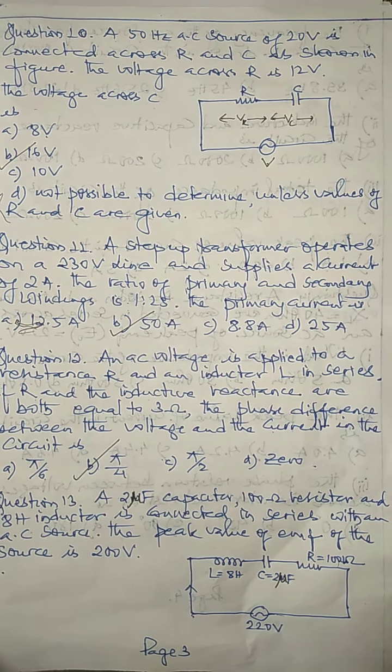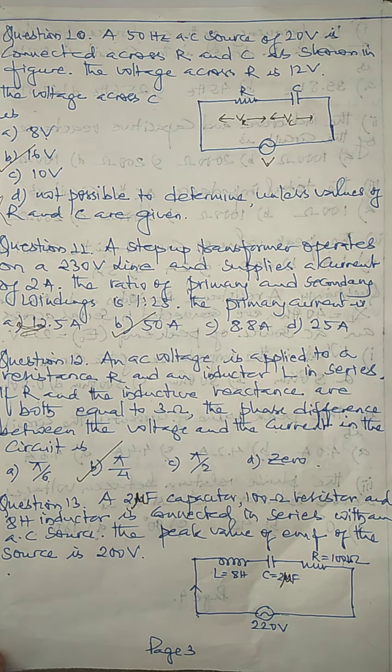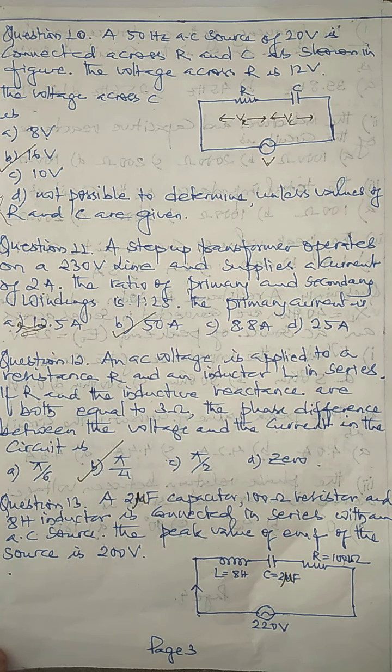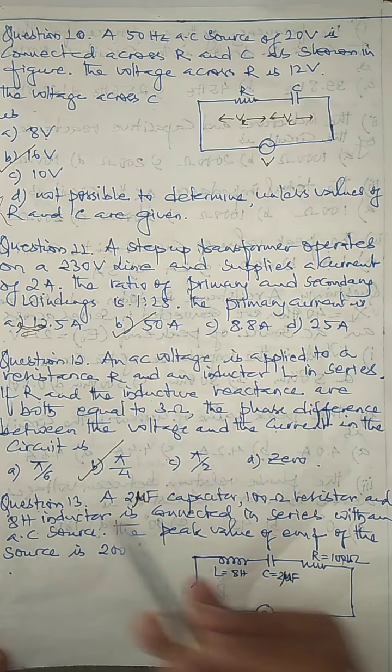Alright, my dear children of class 12 science, let's continue with solving the numerical problem, MCQ numerical problem. Now we will solve only two numerical problems from this chapter, that is alternating current. In the last YouTube video, we had solved up to question number 12. Now let me go to the next question, question number 13.